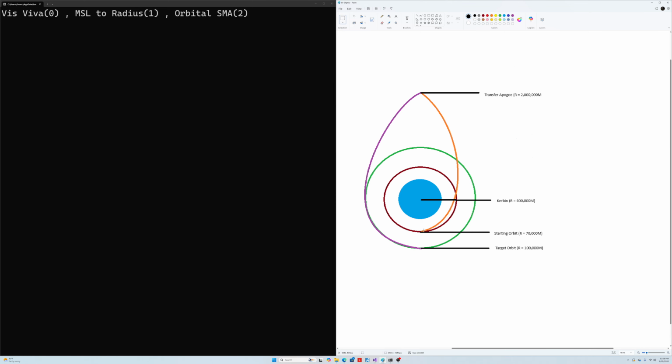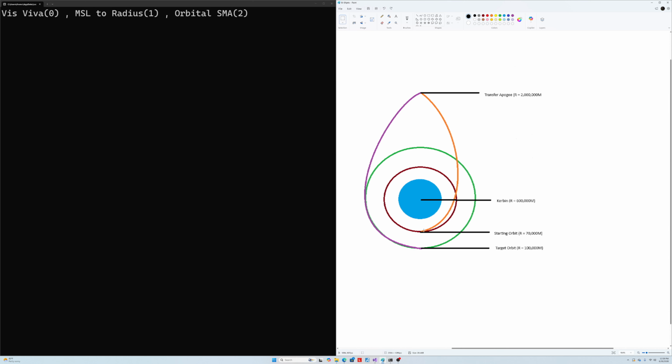You can do this either ascending or descending, meaning going from a further out orbit to a closer in orbit, or a closer in orbit to a further out orbit. In this particular video, I will be demonstrating an ascending bi-elliptic transfer, meaning going from a lower orbit into a higher orbit.